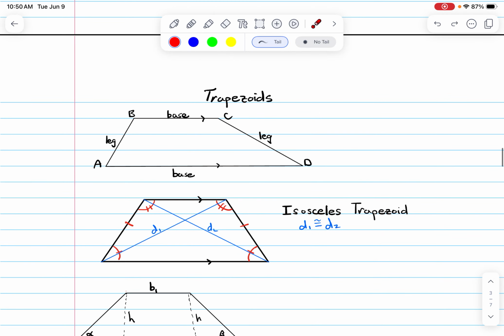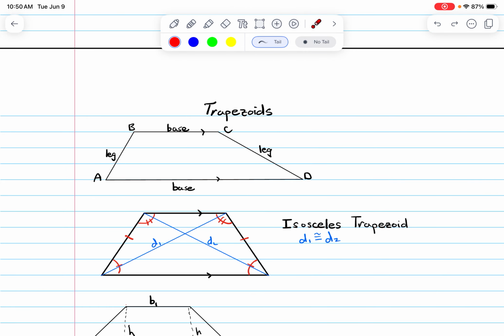Now, trapezoids. A trapezoid is not a parallelogram. Rather than having opposite sides parallel, it has exactly one set of parallel segments. So this is a trapezoid. Notice this leg and this are not parallel. However, this here is parallel to this. We call the parallel sides the bases, and we call the non-parallel sides the legs. So in a trapezoid, we have a base, parallel to a base, and then we have legs here.